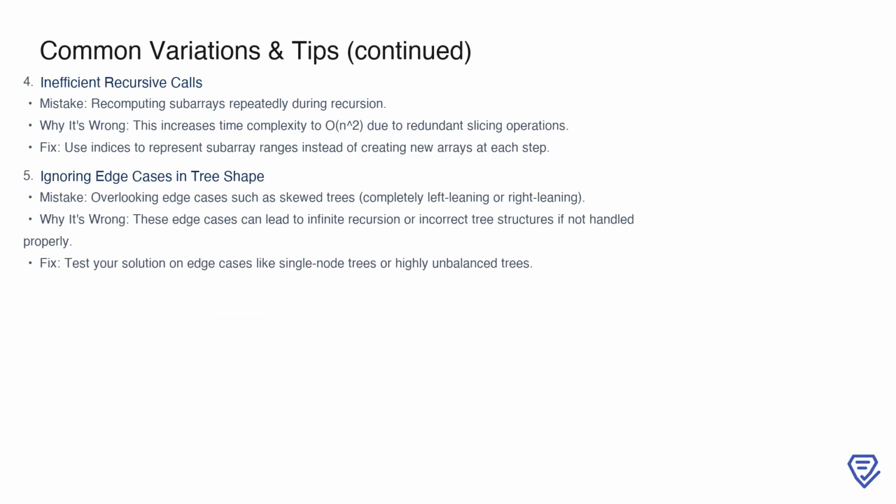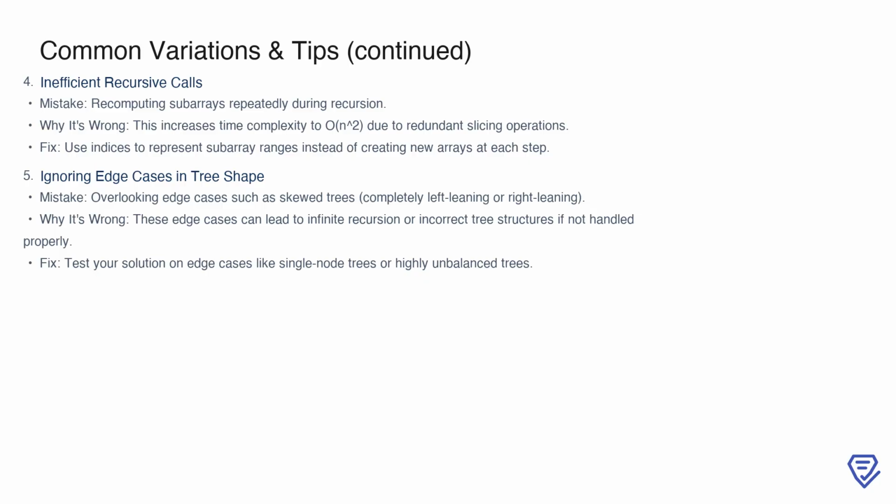Inefficient recursive calls can be a big problem in this type of question. Specifically, recomputing subarrays repeatedly during recursion can significantly increase the time complexity, often to O(n²), because of the redundant slicing operations. Instead of creating new arrays at each step, you can optimize by using indices to represent the subarray ranges. This way, you avoid the overhead of slicing.